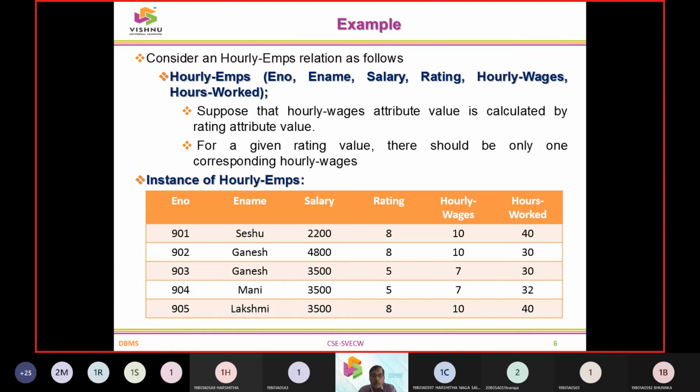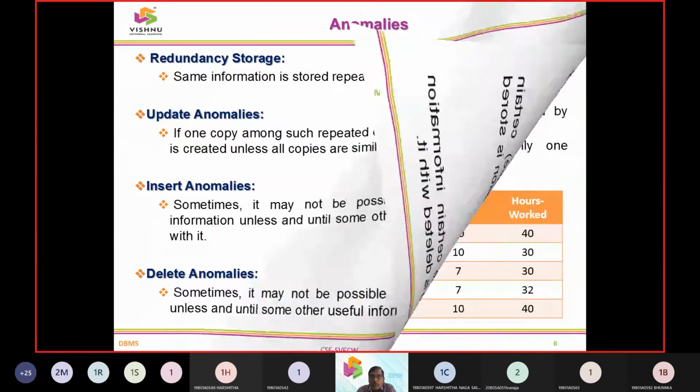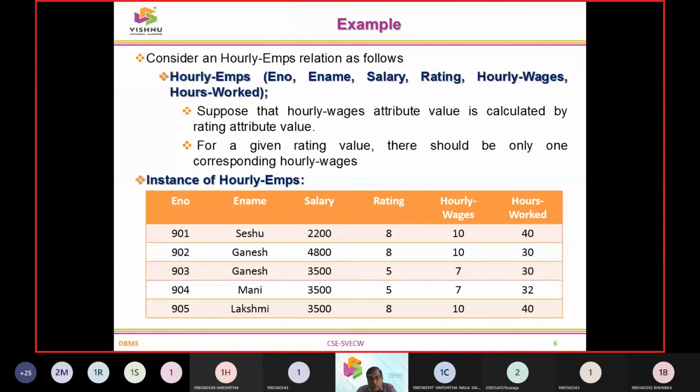Now, this is totally a theoretical part: update anomaly, insert anomaly, delete anomaly. Now let us put this theoretical part in an application-oriented way. We will put the attributes and see how insert, update and delete work as part of a table. So now you can see, consider an hourly employees relation.